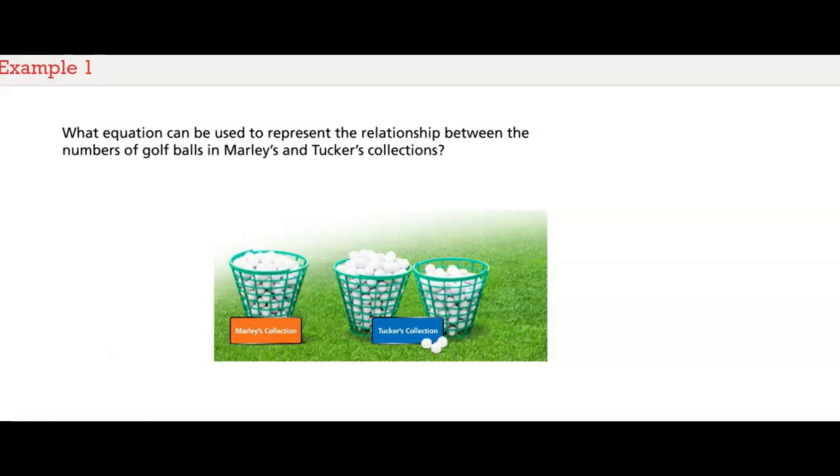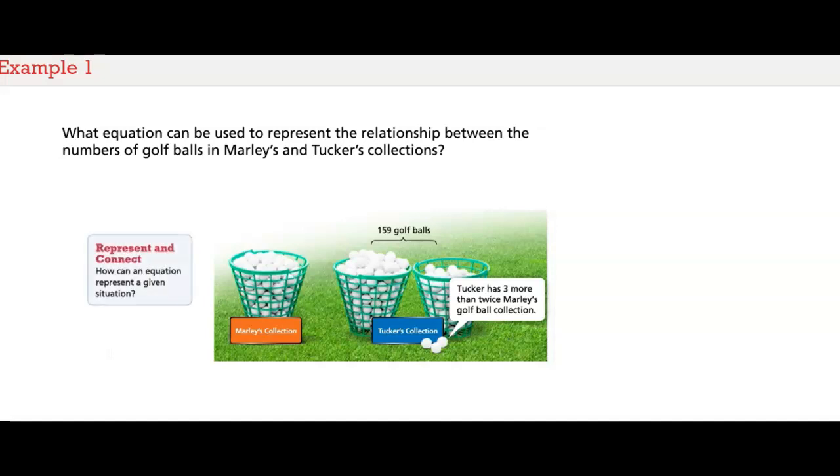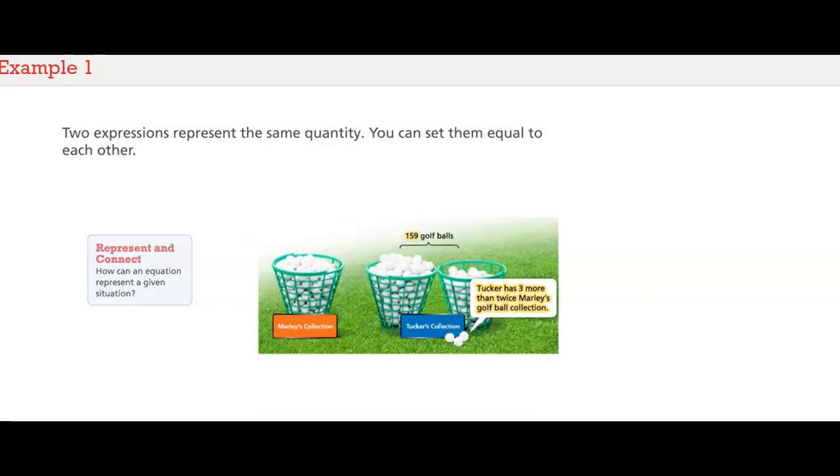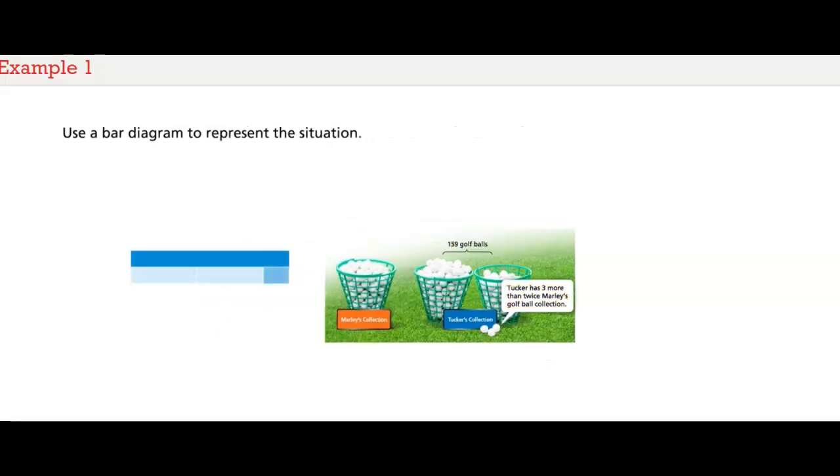Here's what we know. Tucker has 159 golf balls in all. That's 3 more balls than twice Marley's golf ball collection. How can an equation represent a given situation like this one? If you have two expressions that represent the same quantity, then you can set them equal to each other in an equation. You can use a bar diagram to represent the situation.